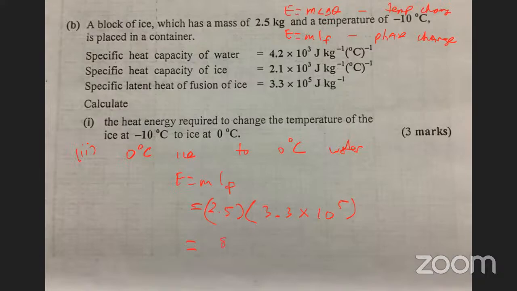Right, I got 825,000 joules. Right, good job, Kieran, Karina, those who sent the answers. Shannon, good job. Katrina, why did you multiply by that? I feel like you're wrong there, Katrina. Remember, it's the latent heat of fusion of ice, right? Sorry, mistake. Right, yeah. Remember, you only use heat capacity whenever there's a temperature change, right?